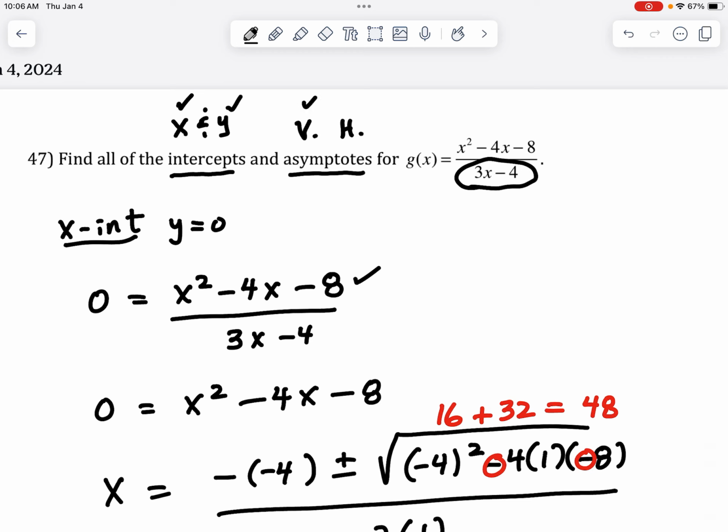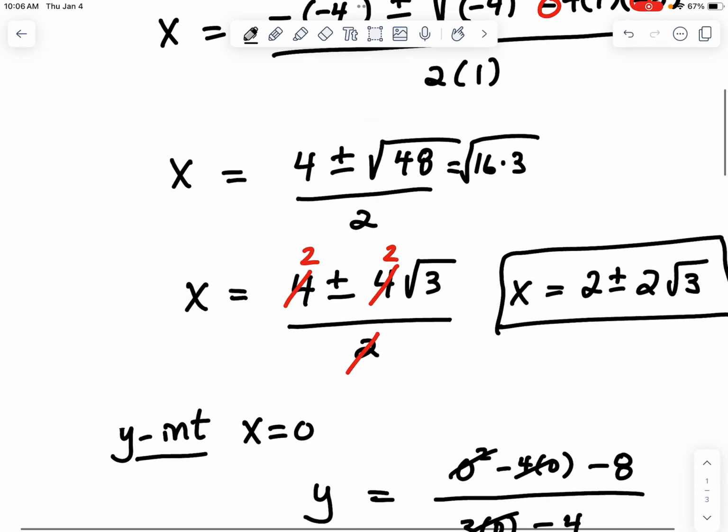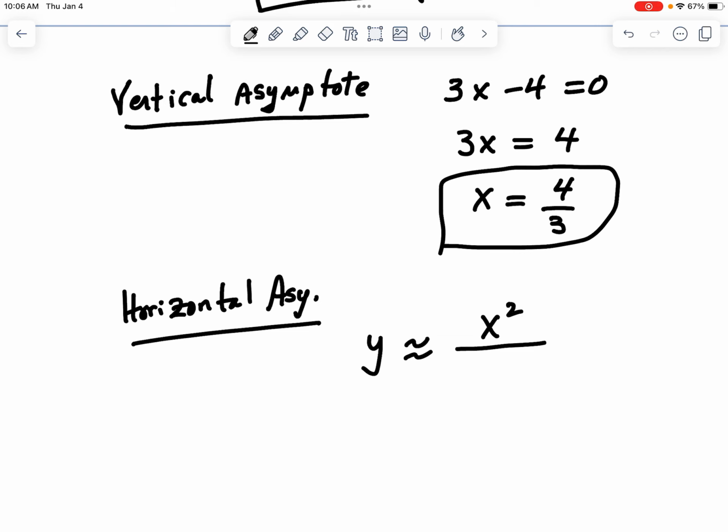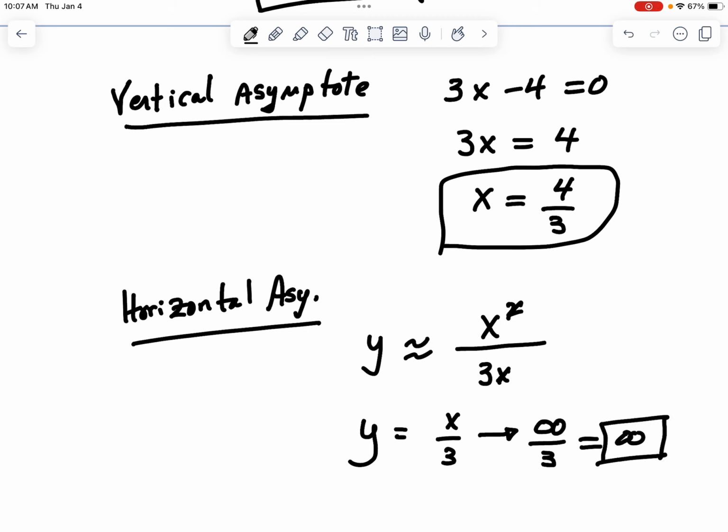The last is the horizontal asymptote. For the horizontal asymptote, you look at the numerator: minus 8 doesn't count for that much, minus 4x doesn't count for that much. The leading term, or the most powerful term, is x squared. On the bottom, the minus 4 doesn't count for that much. So we basically just have x squared divided by 3x. So y could be approximated by the top, the most powerful term, x squared, and the bottom, 3x. When you reduce and cancel an x, it leaves x divided by 3. And if x is going to infinity, infinity divided by 3 is so big that it still equals infinity. And there are all the parts.